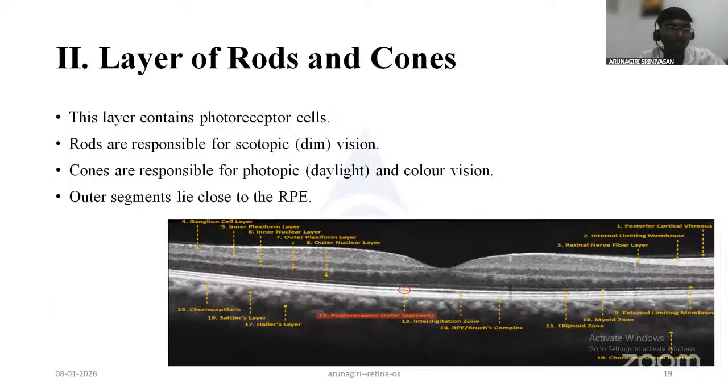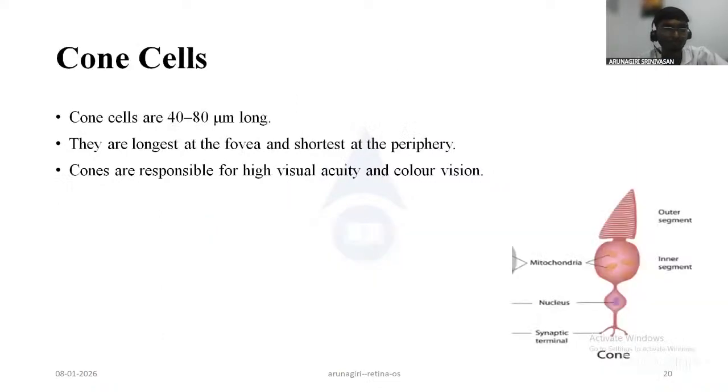Layer of rods and cones. It contains photoreceptor cells. Rods are responsible for scotopic, dim environment vision. Cones are responsible for photopic vision, daylight and color vision. Outer segments lie close to the retinal pigment epithelium.